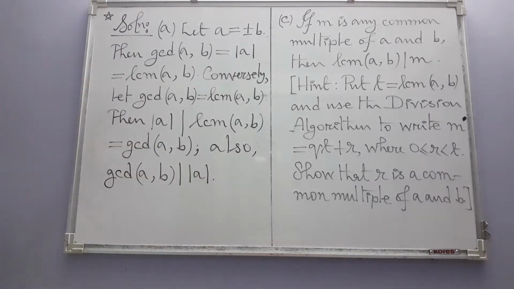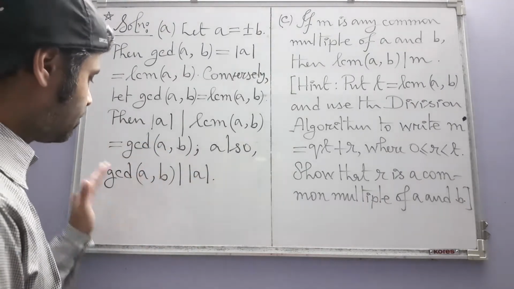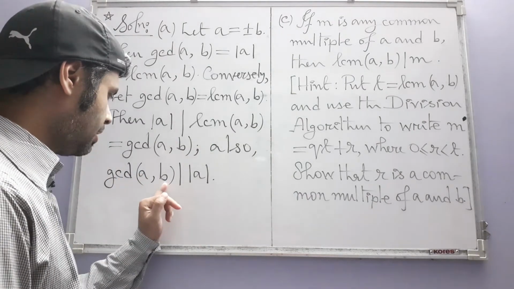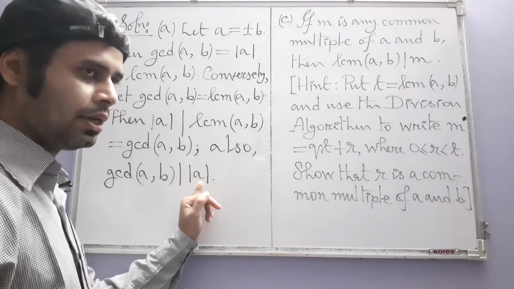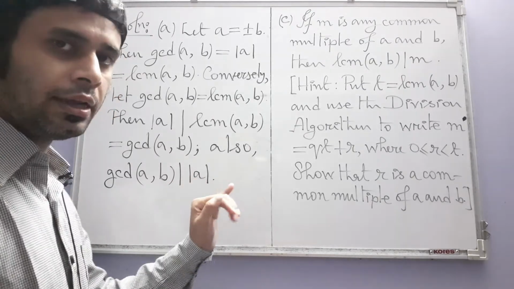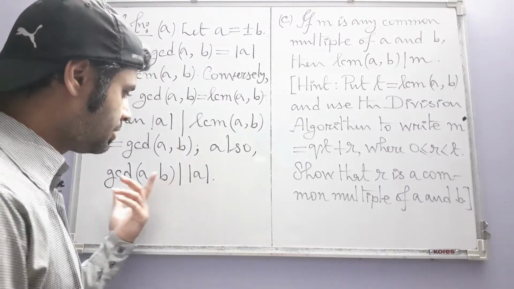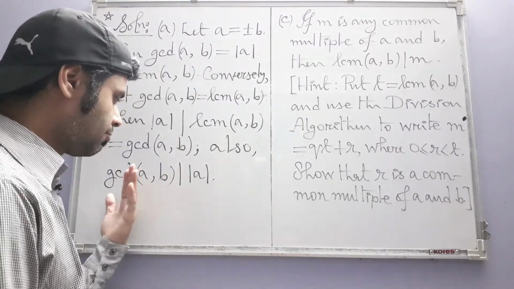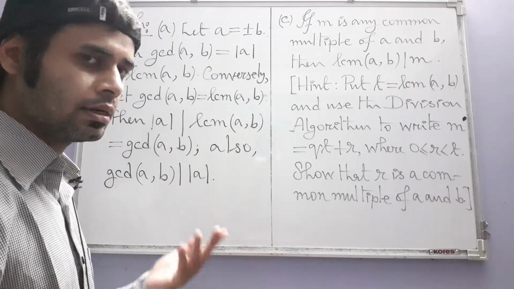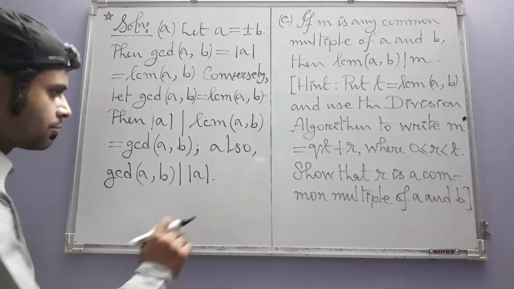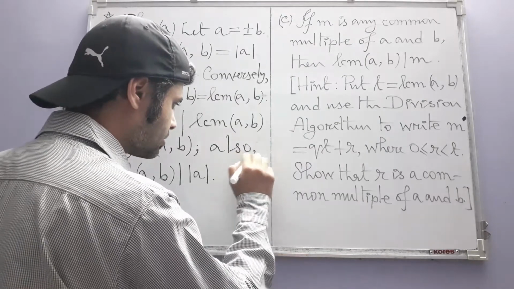If you really want to write in detail, you have to write by definition that GCD of A and B divides A, but A also divides the absolute value of A, and divisibility, since the relation of one thing being divisible by another is transitive, so you get this. But we of course don't write that much, that we understand.